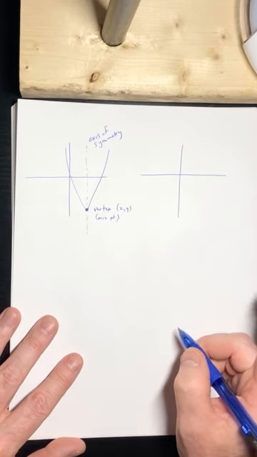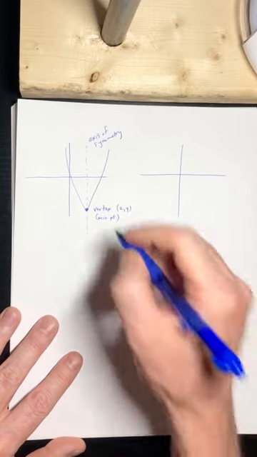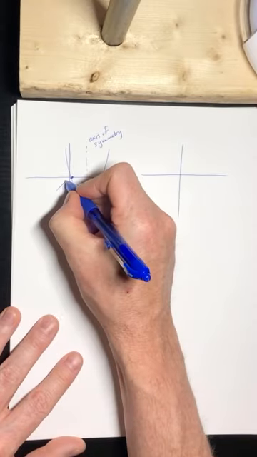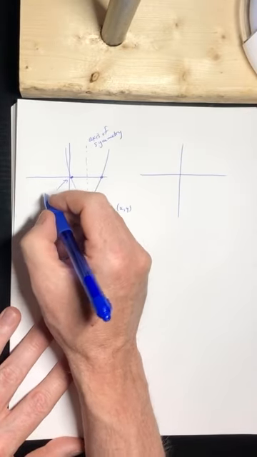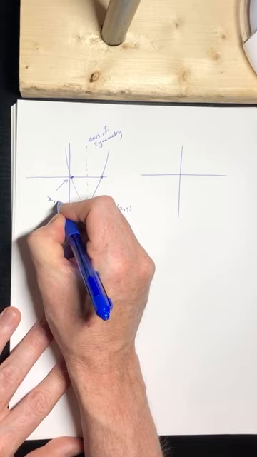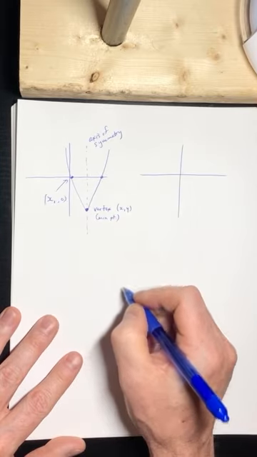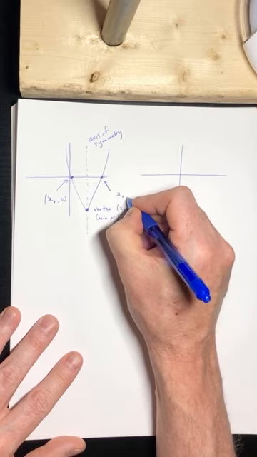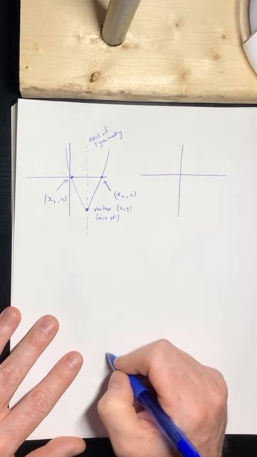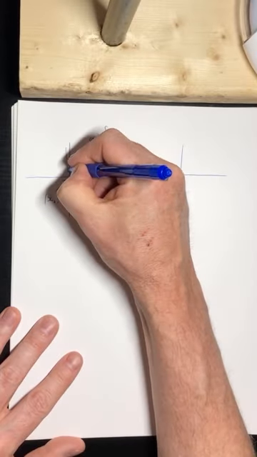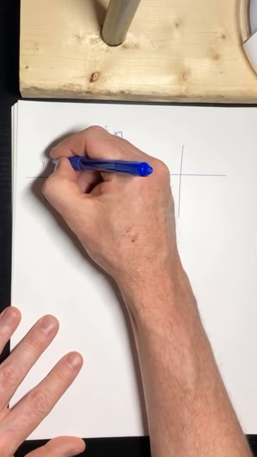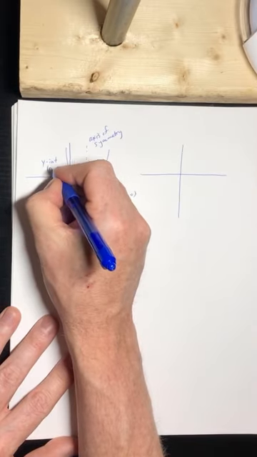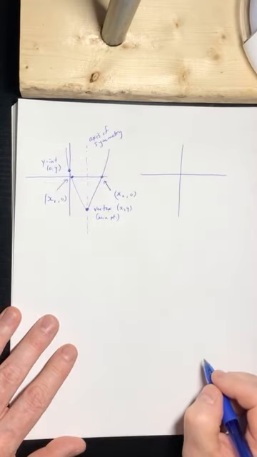We do have 2 x-intercepts here. There's 1 right here. There's 1 right here. This first one has a point of x1 and then 0. And this here would be our x2, 0. We do have a y-intercept as well. And it's located at 0, y.